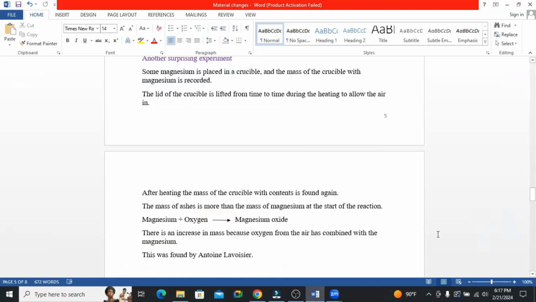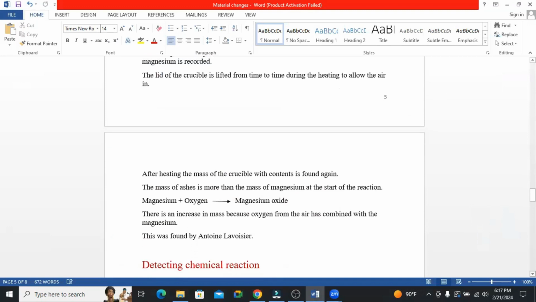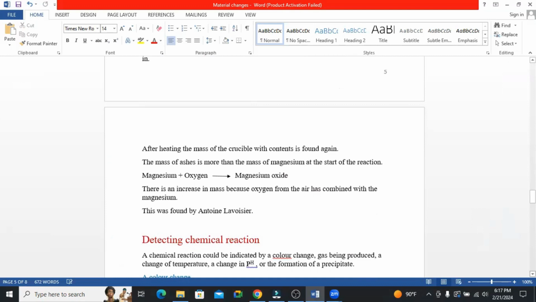After heating, the mass of the crucible with the content is found again. Now you can see after heating, there's ash, not the magnesium, because it has burnt. And you can observe that the mass of the ashes is more than the mass of magnesium at the start of the reaction. It also has not proven the conservation of mass because the mass has increased now. We'll see what the reason for that is.